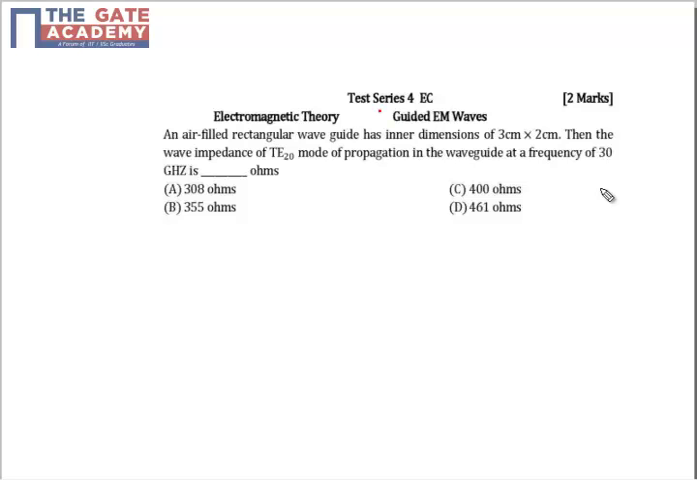Hello friends, this question is from test series 4, subject name is electromagnetic theory and topic name is guided EM wave. This is a 2 marks problem. The question says that an air-filled rectangular waveguide has an inner dimension of 3 cm cross 2 cm.